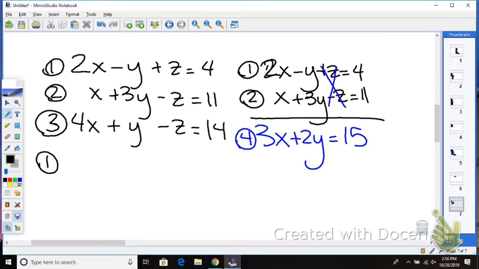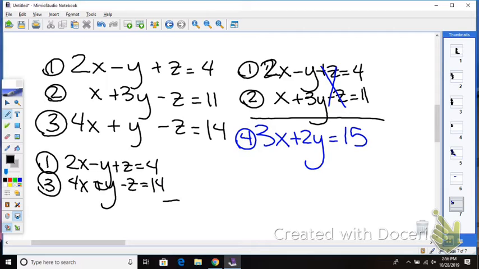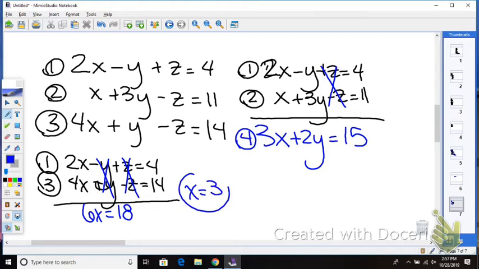So I'm going to use equation 1, which is 2x minus y plus z equals 4. And I'm going to use equation 3, which is 4x plus y minus z equals 14. And two good things happen here. First of all, our goal was to eliminate z. That's going to happen. But what else is going to happen here? The y's are going to eliminate, which doesn't always happen. This is like an extra special bonus. So when the y and the z eliminate, I can go ahead and solve for x. So in this case, I have 6x equals 18. So what does x equal? 3. Okay, this is really nice.